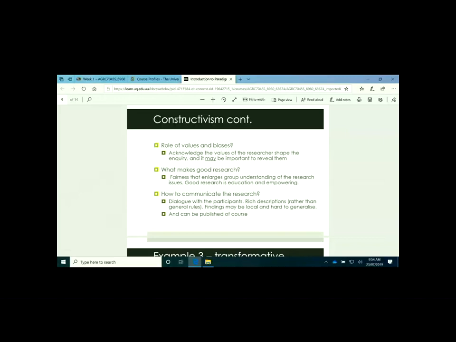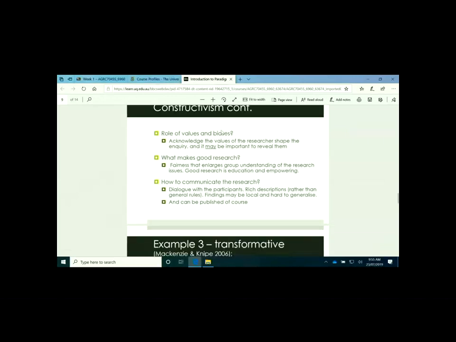So rather than making generalised rules, what we're thinking about is rich descriptions of what's actually happening in this particular circumstance. Findings may actually be local and difficult to generalise, but of course can be published as well as any other type of research project. All right.